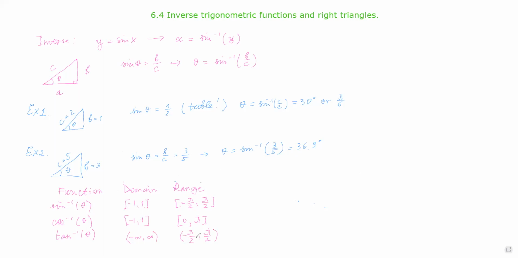Okay, now I'm going to show you some examples of use of these tables and right triangles. Let me move to the next page. Let me change the color. So next, example 3, solving an equation with non-table values.